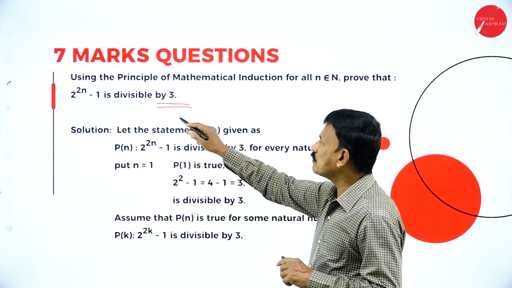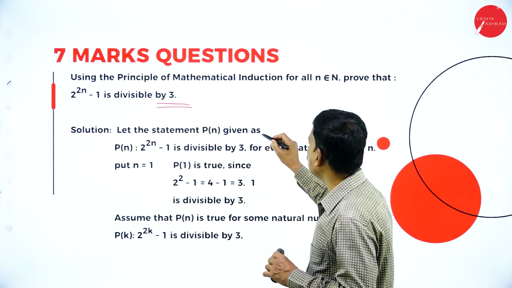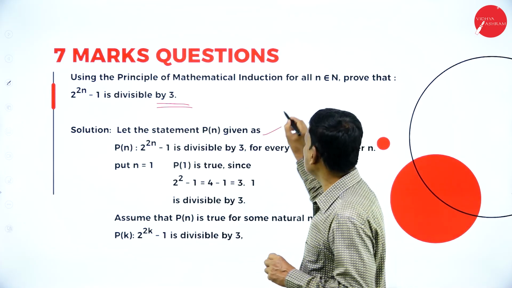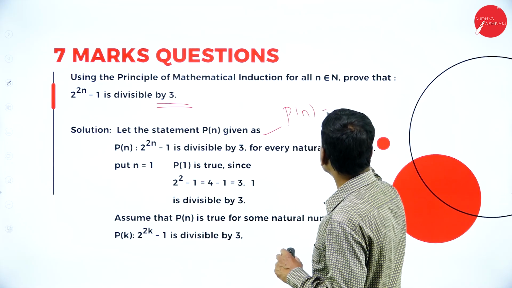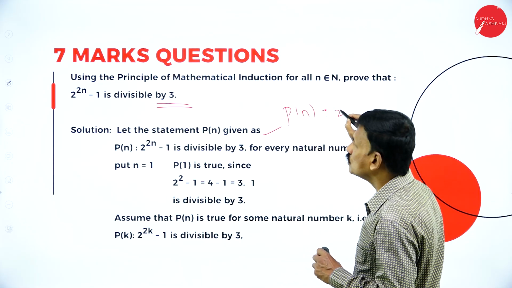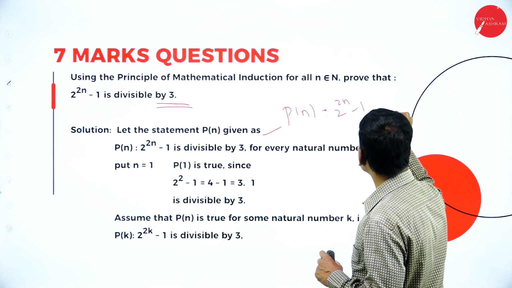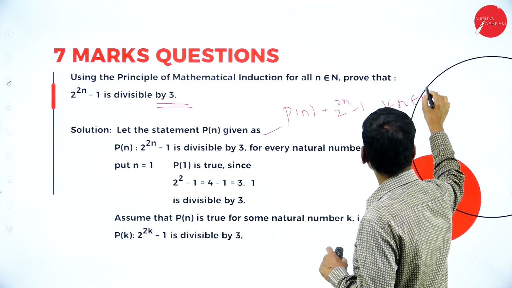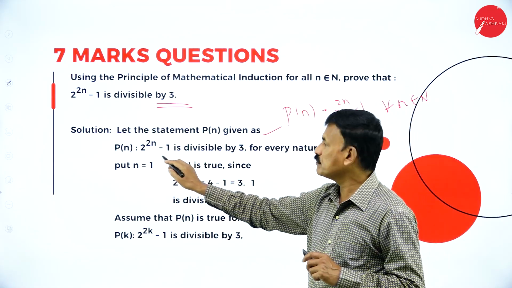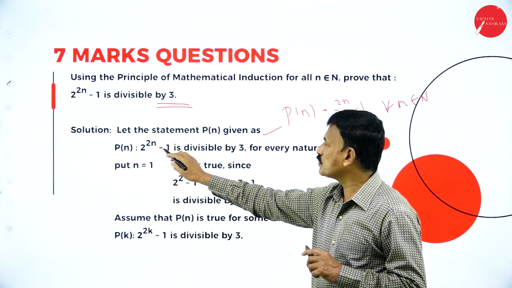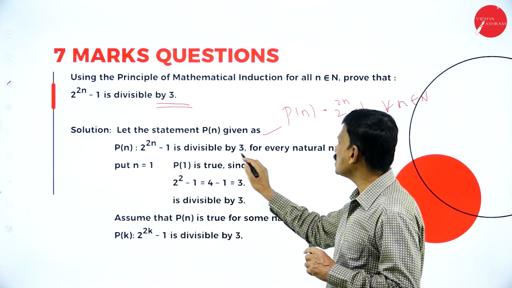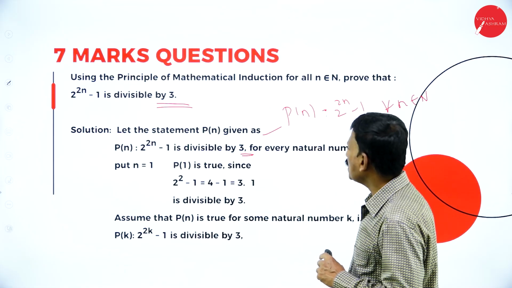Let us represent the given statement as p of n. The p of n is nothing but the given statement, p of n is equal to 2 to the power of 2n minus 1 is divisible by 3 for every natural number n, for all n belongs to N.